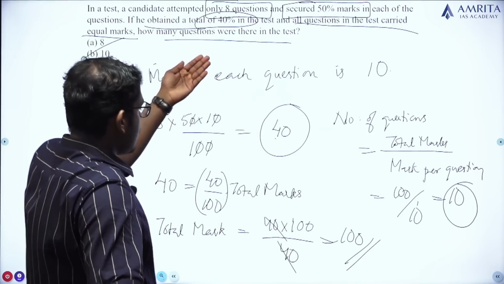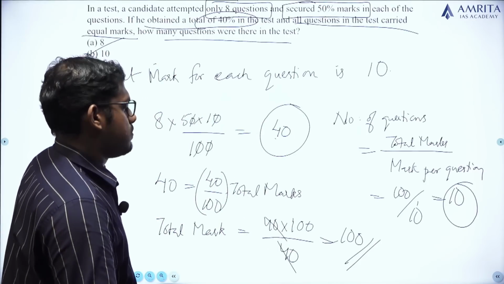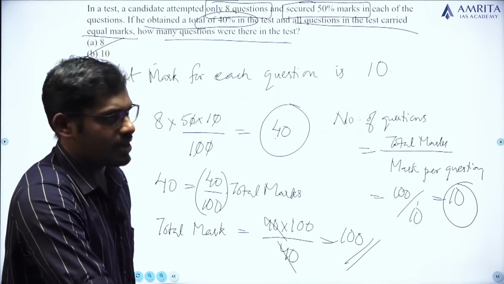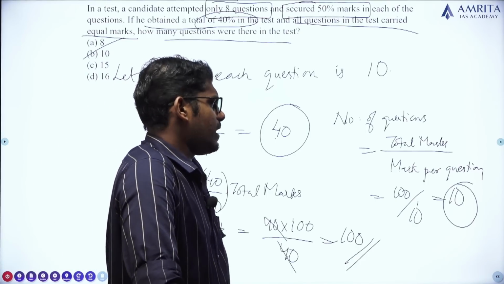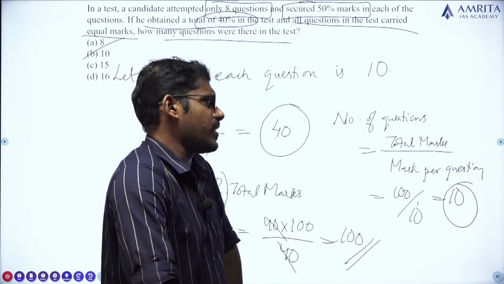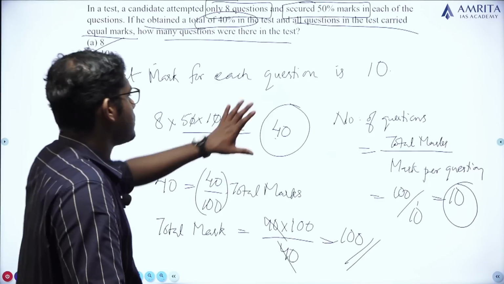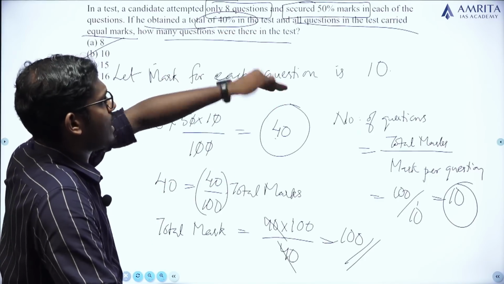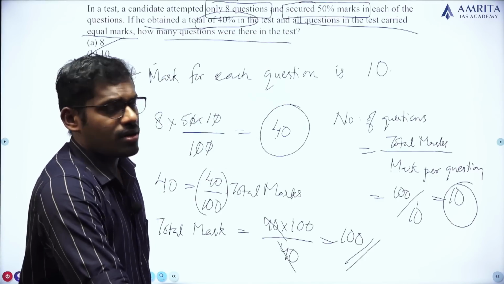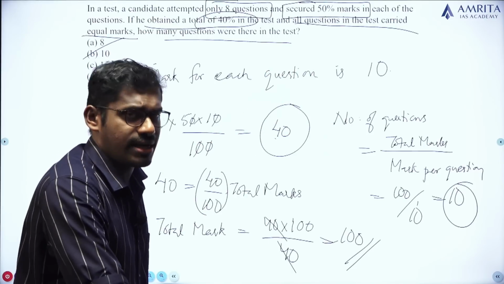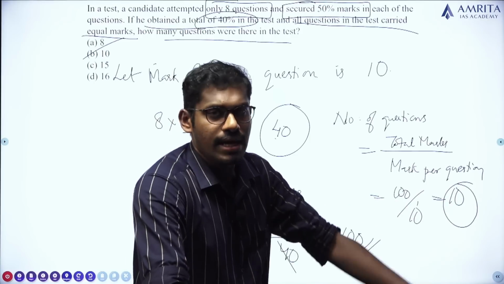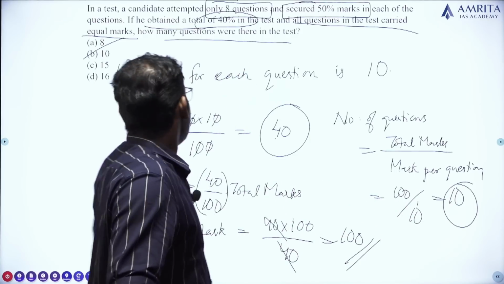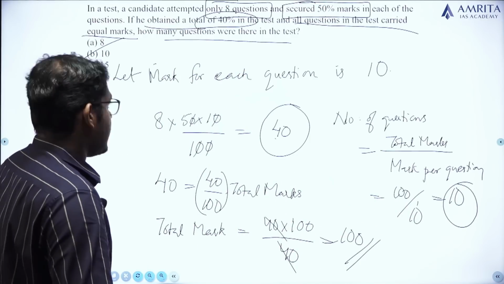Then the question can be solved very quickly. Clear? So we haven't gone to any extreme ideas, for example, any shortcuts or anything. We are using just a simple idea. We are assuming each question carries a mark of 10, or we can take each question to carry a mark of 100, whatever it is. Whatever we are doing, the number of questions will be 10. The answer can be obtained easily. Clear?